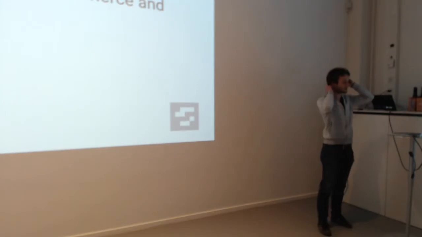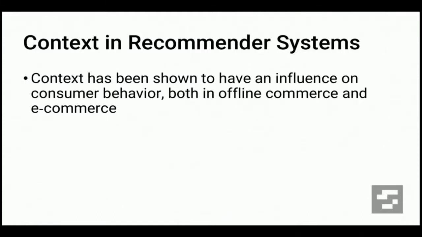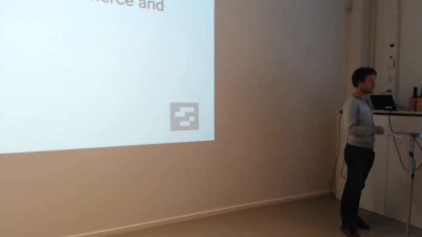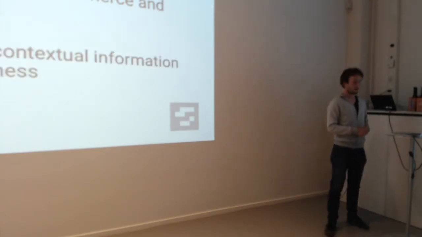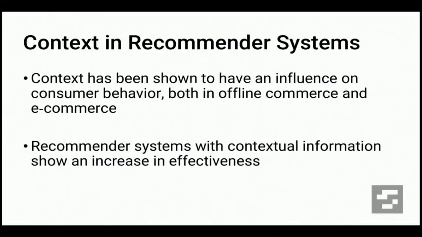So why do we use context in recommender systems? Well, basically, it has been shown that context influences the behavior of consumers. That was already shown in offline behavior. You can imagine that when a user is walking through a city center, shopping, the weather around him is influencing his consumer behavior. So when it's raining, he's more likely to buy an umbrella, for instance. Very simple example. That was offline commerce, but it's also been shown that the same holds in e-commerce, online commerce, and recommender systems with contextual information therefore show an increase in their effectiveness. And effectiveness here basically means that more relevant items are recommended to the users. And in the end, the goal for a company like Sanoma is to get more users to buy items because they encounter those items using the recommender system.